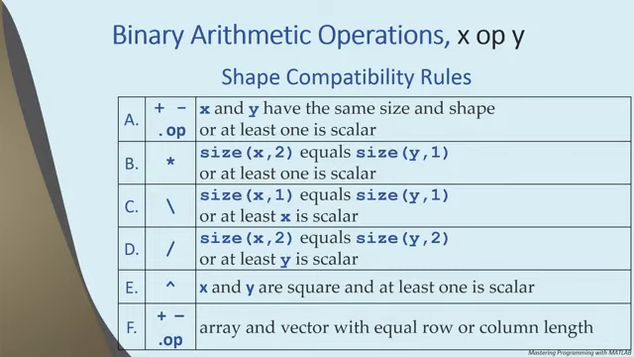One last restriction which is not explicitly stated in this table is that rules B through E work only with two-dimensional arrays, while rules A and F work for any number of dimensions.